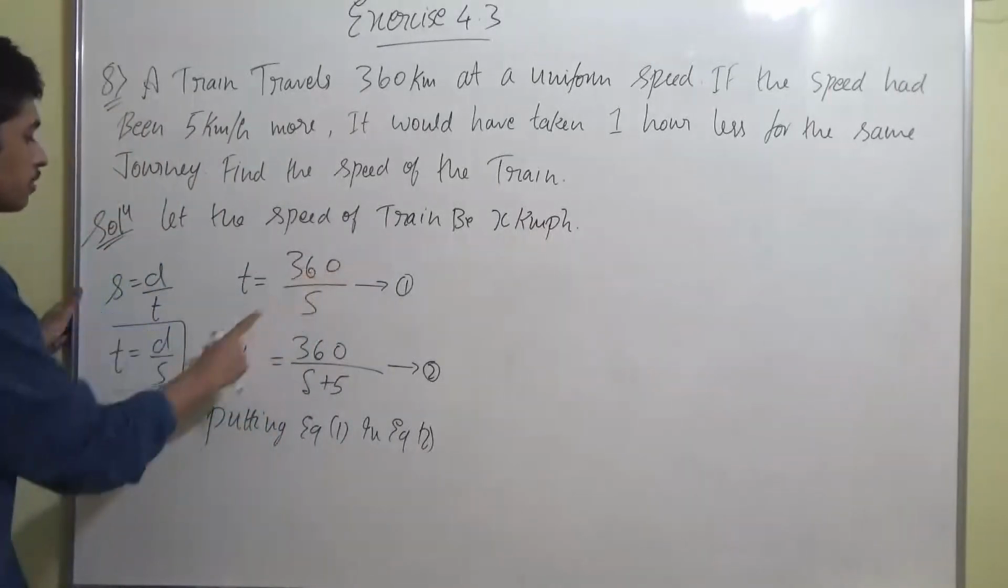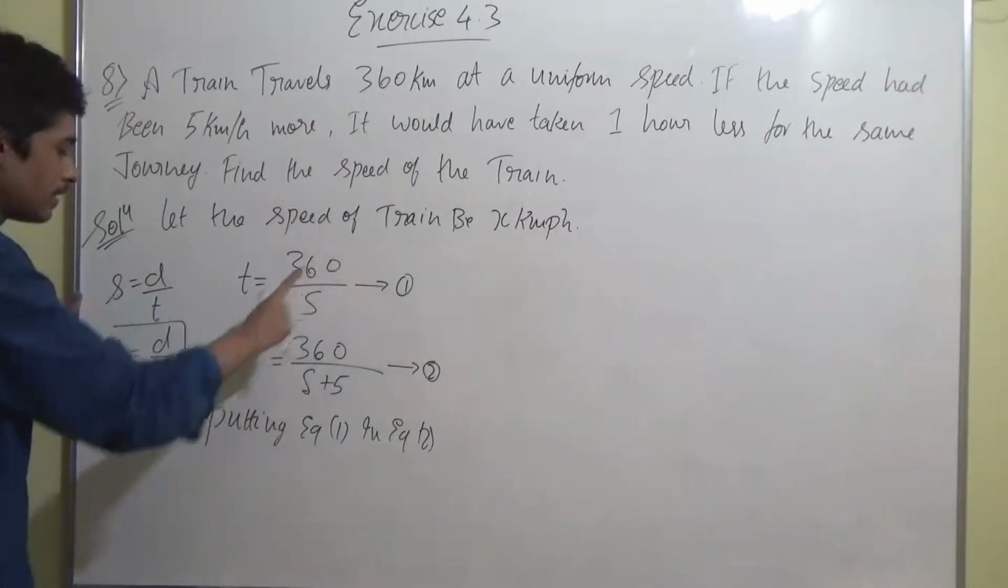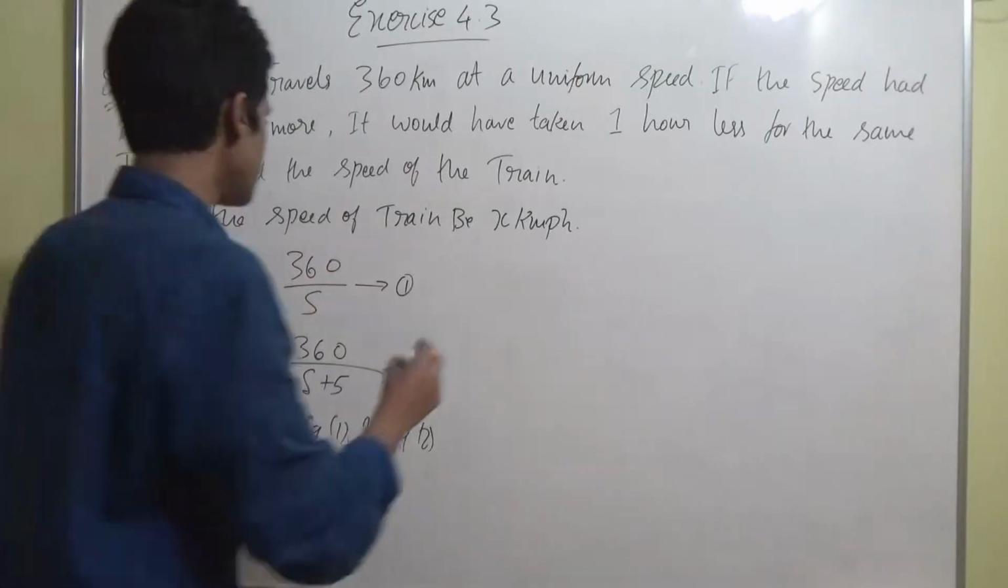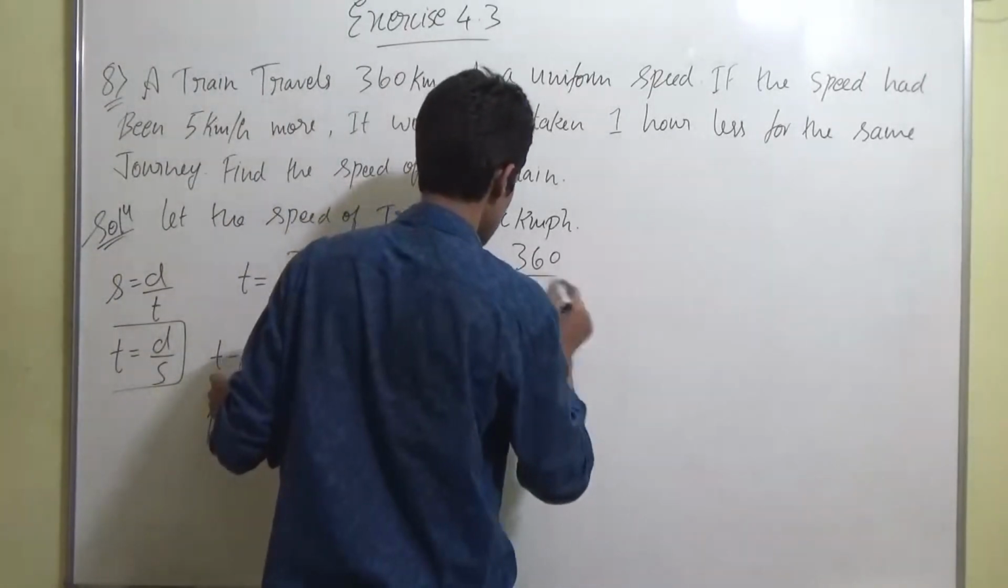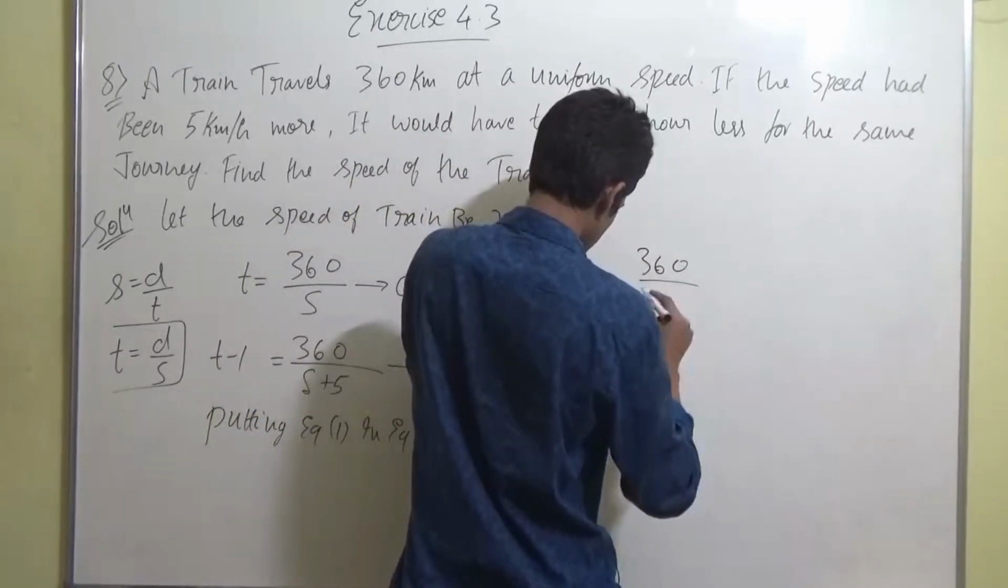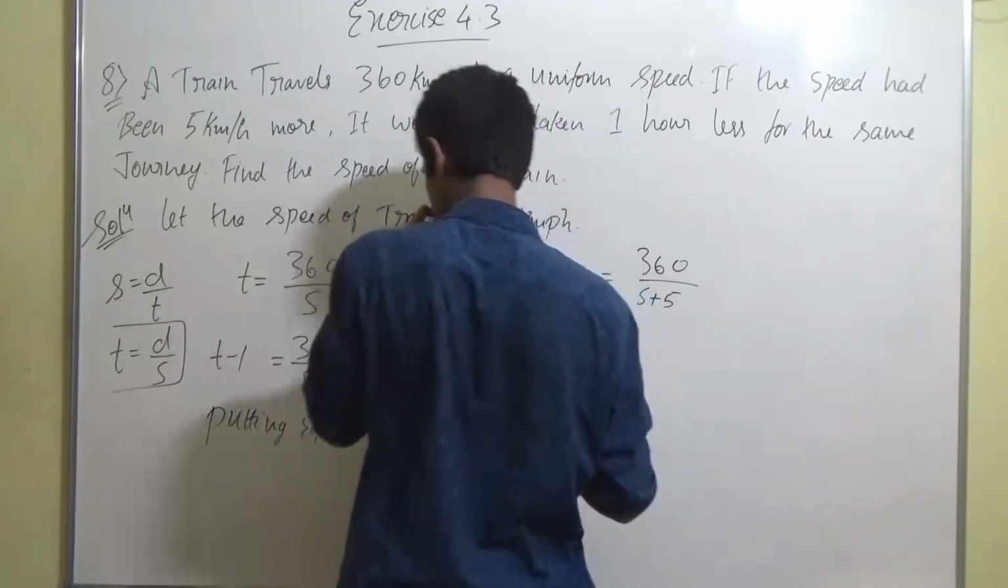That is, this t value will put it here. This is nothing but equal to t, right? So this is also t. So this 360 by s will put it here. Then it will become 360 by s minus 1 equal to 360 by s plus 5.